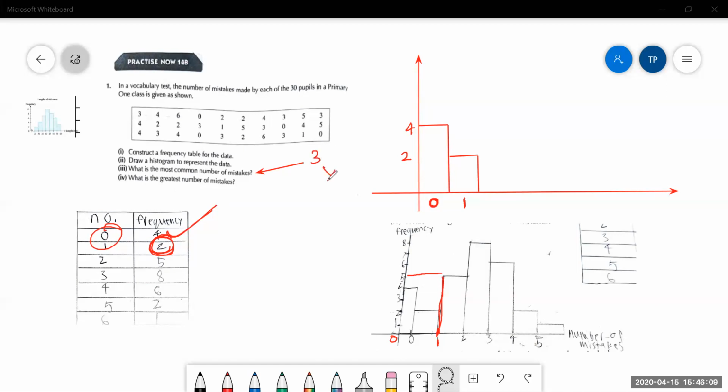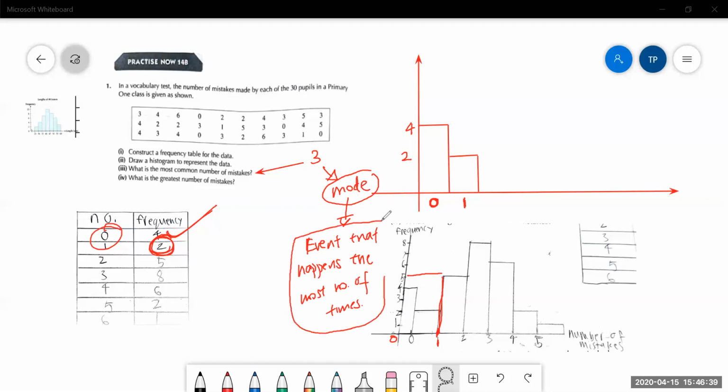And 3, in statistics, is also called the mode. Did your teacher explain to you what a mode is? No. Mode means the event that happens the most number of times. You understand what mode is now? So basically, it's the event that happens the most number of times. In this case, it's 3 because 3 happens 8 times. Okay. What is an outlier?